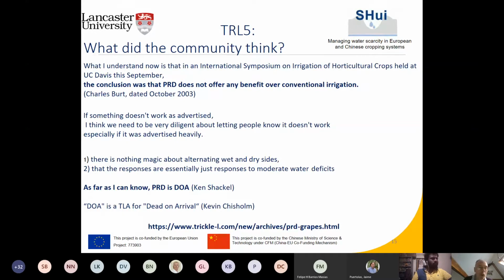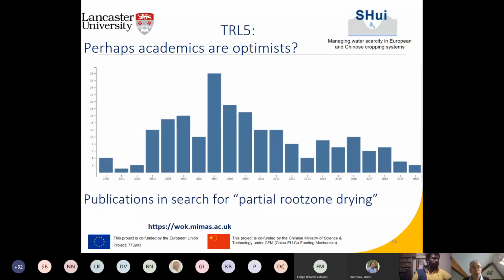In terms of the academic world, partial root zone drying is something that has captured our attention. So if I do a search in Web of Knowledge and search for partial root zone drying, I find a large number of papers over the preceding 20 years. If I look at that discussion in 2003 about whether partial root zone drying was dead on arrival, well, you could say that that didn't stop a huge number of people publishing the experiments that they'd already done. Perhaps since 2007, there has been a declining interest in partial root zone drying.